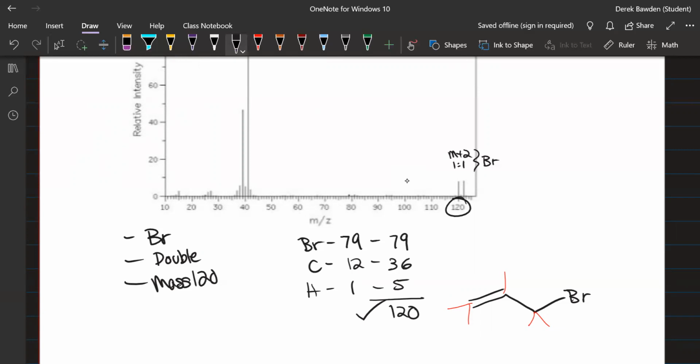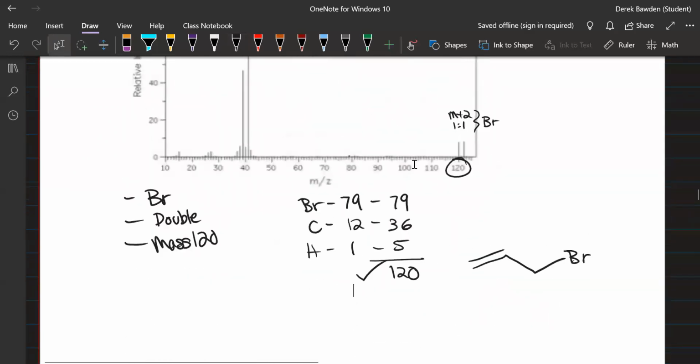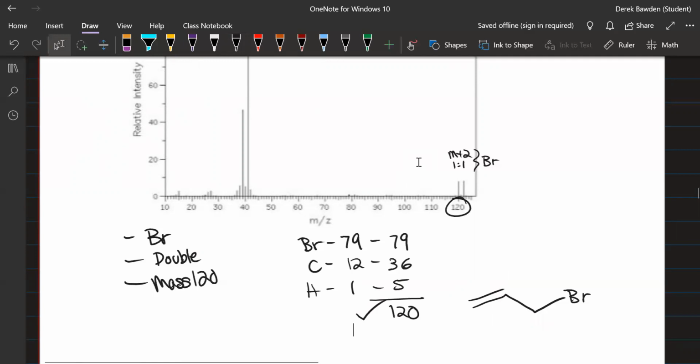Okay, let's make sure that everything else lines up. We had our bromine, added up to 120. Our IR spec said that we had C double bond C and sp2 CHs. So it looks like everything checks out, and that's our structure. Any questions on how I got that one? Awesome.